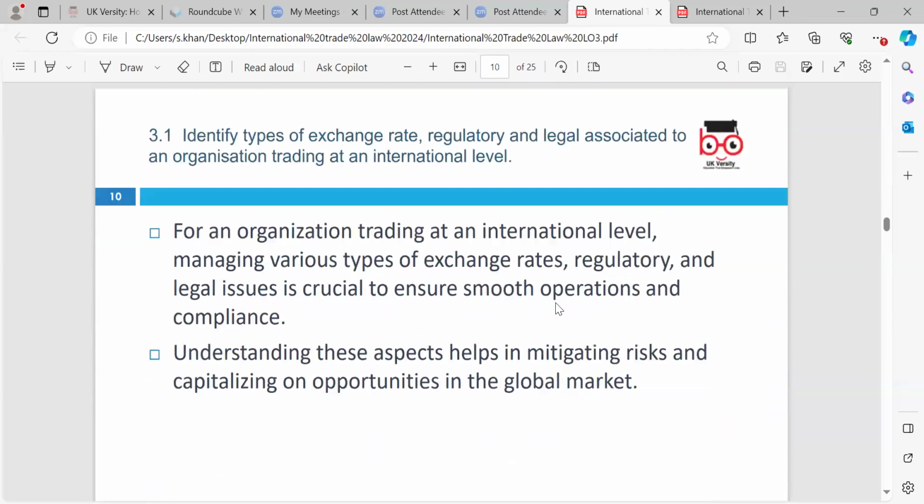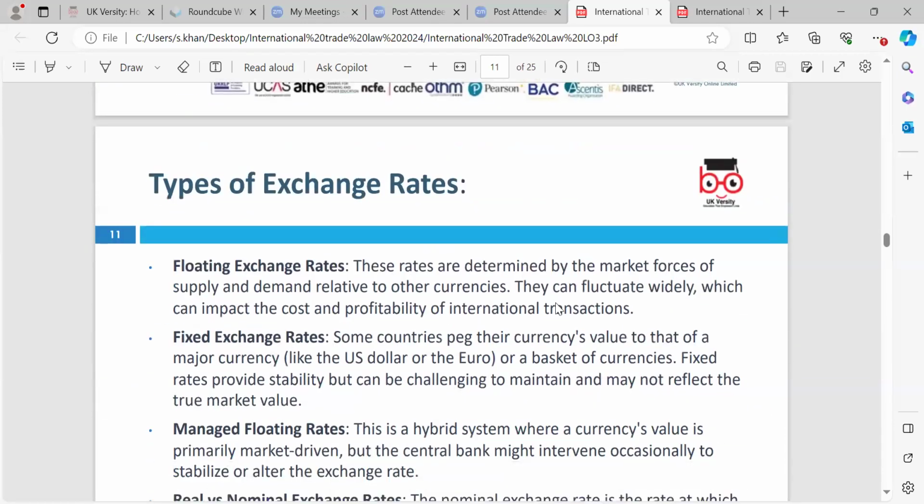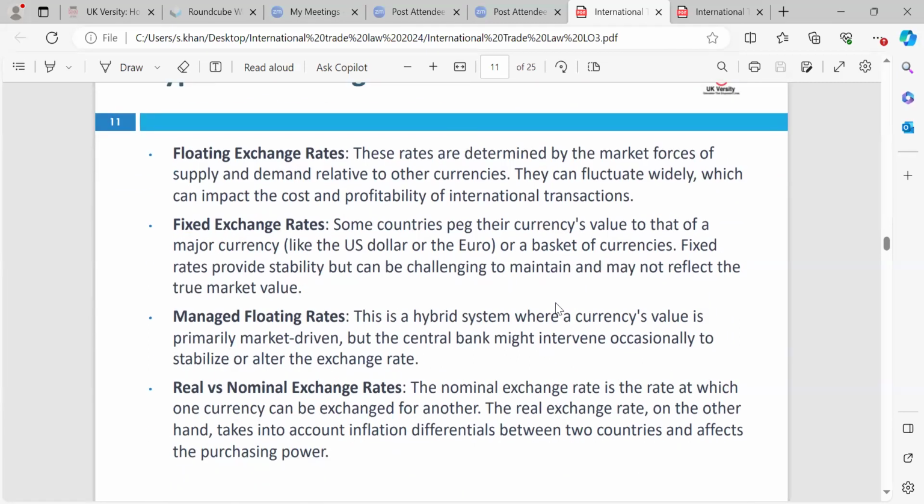We then went on to 3.1, which we identified types of exchange rates, regulatory and legal issues associated to an organisation trading at international level. We went on to look at the types of exchange rates, such as floating exchange rates, fixed exchange rates and managed floating rates. And then we looked at the real versus nominal exchange rates as well.